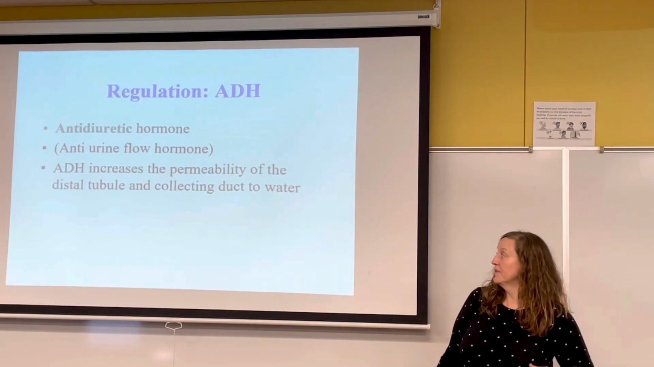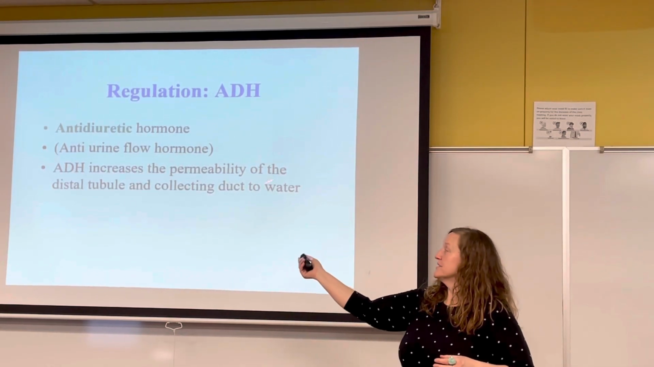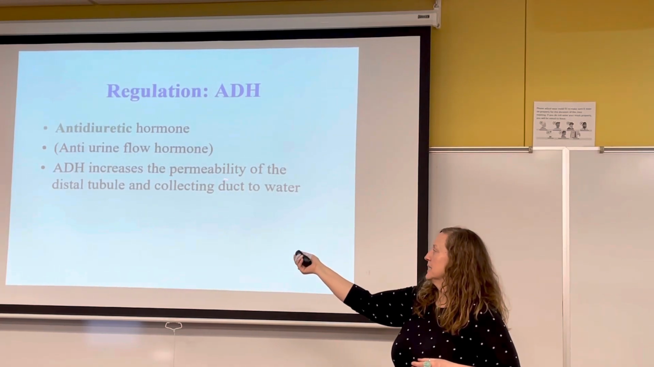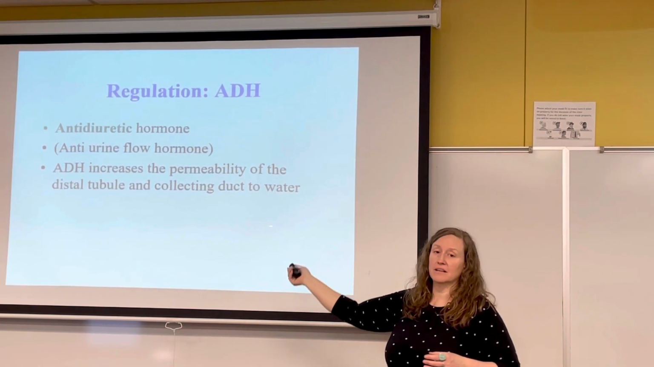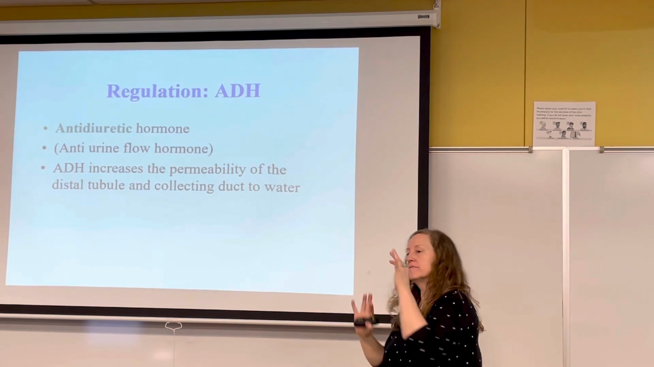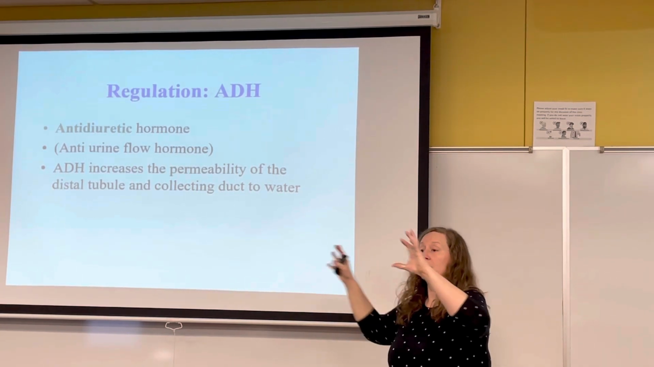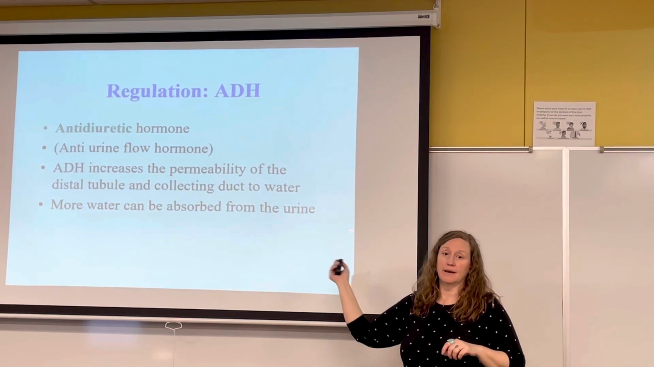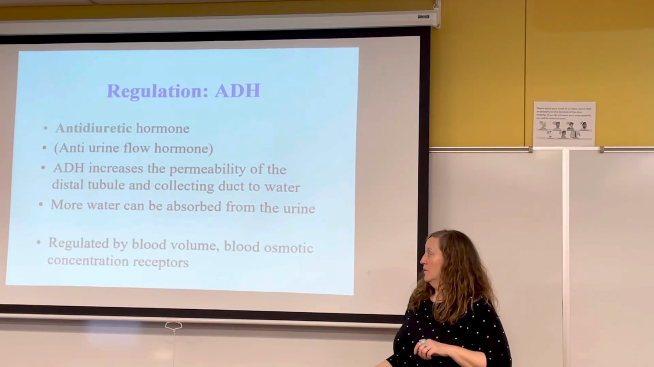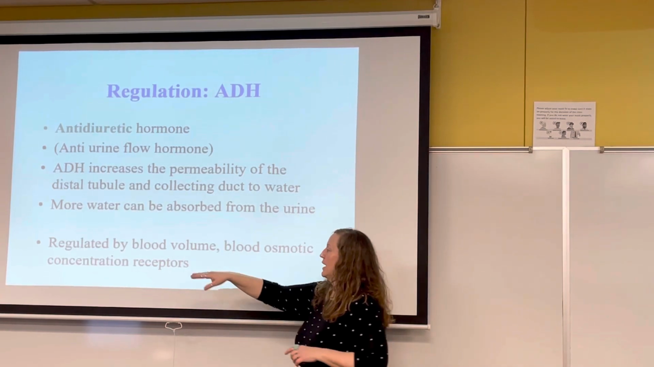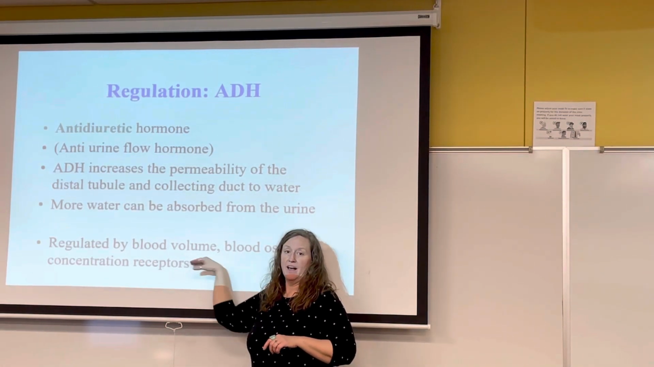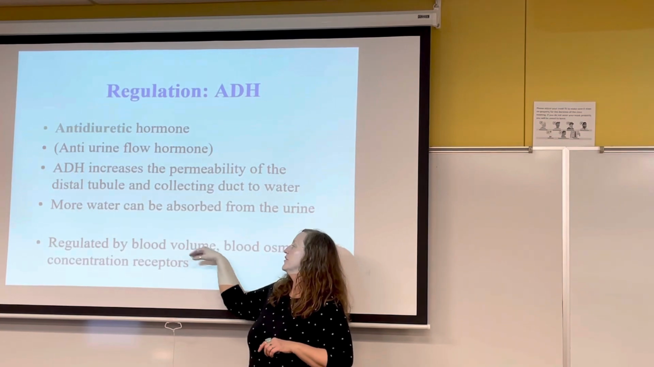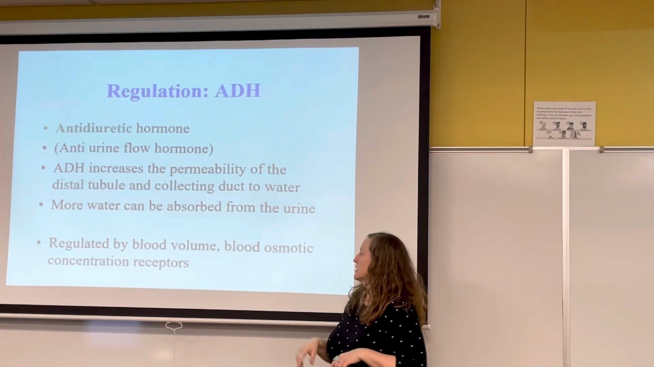It's more yellow. ADH increases the permeability, meaning that the distal tubule and the collecting duct, those last parts of the nephron, it tells them to take more water into the blood. Keep it in the body. Do not pee it out. This is regulated by your kidneys looking at the blood volume. Is your plasma hydrated enough, or the blood hydrated enough?